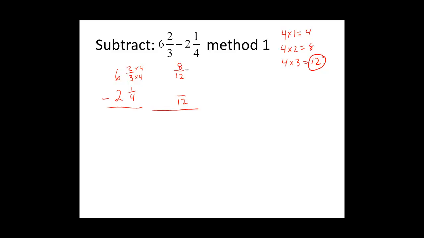2 times 4 is 8. What did we multiply 4 by to get 12 here? We multiplied by 3. So we need to multiply the numerator by 3. 1 times 3 is 3. We write the rest of the problem down and subtract. 8 minus 3, we are able to subtract 3 from 8, so we can do that. 8 minus 3 is 5. And our denominator stays the same as 12. And 6 minus 2 is 4. So our answer is 4 and 5/12 because we cannot reduce 5/12.